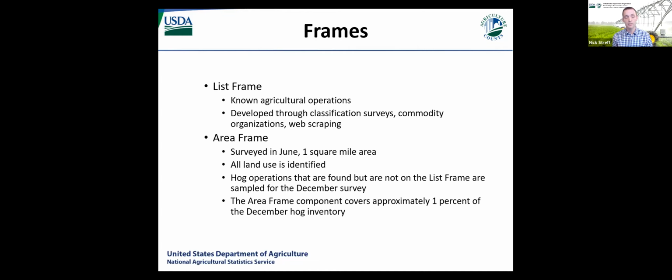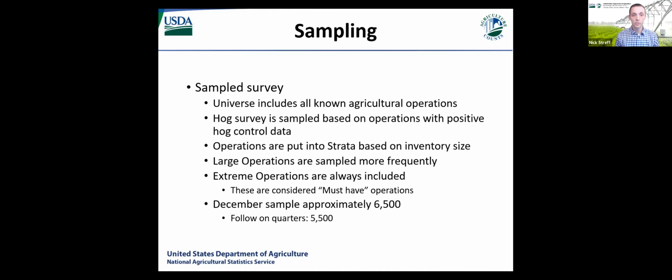We just don't have a list side indication. We have this area frame component, so we get multiple indications going forward. So with that, now we get to talk about, well, who's sampled? I kind of covered this a little bit already. The sample is drawn from all known U.S. hog producers. So do they have positive inventory data? Then they have a chance to be sampled.